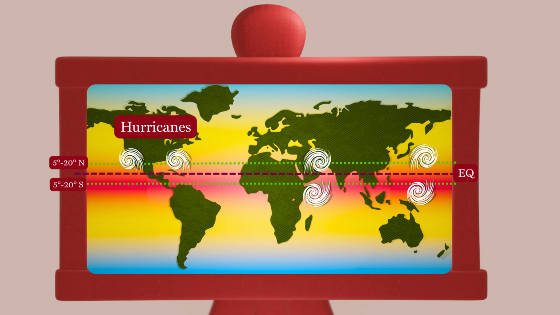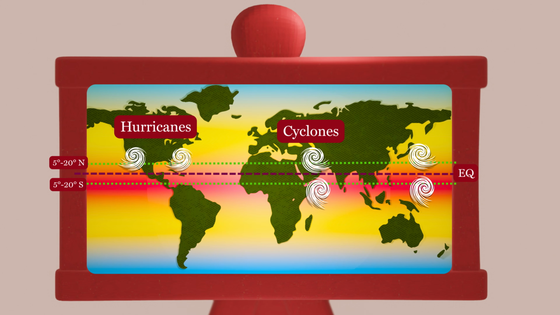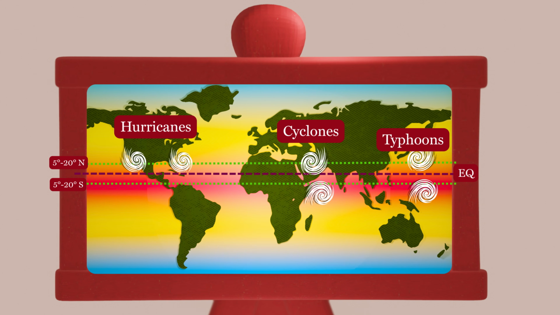Now, storms have different names around the world. They're called hurricanes if they form in the Atlantic or Eastern Pacific. They're called cyclones if they form in the Indian Ocean, and then typhoons in the Western Pacific. They're all the same type of storm, just known by different names.